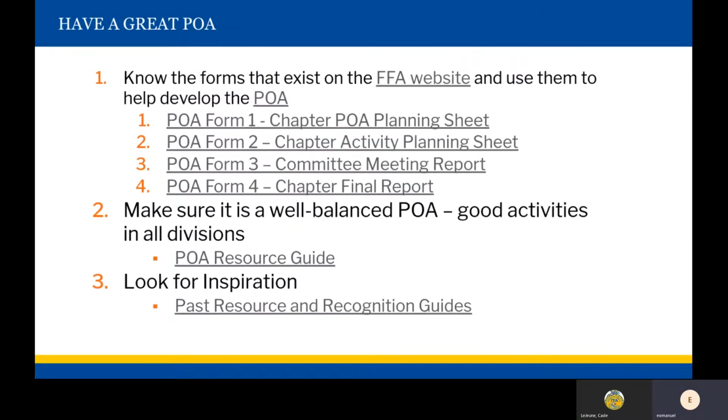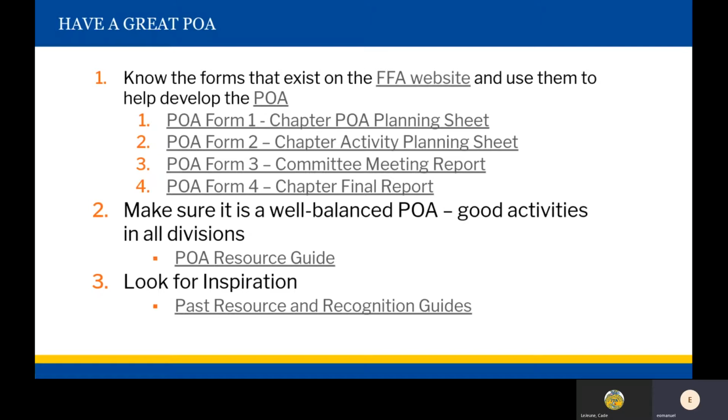So looking a little deeper at those, and we can share out this PowerPoint too so that y'all have the links. But when you go on the FFA website, there are planning sheets for your POA. So there's Form 1, Form 2, Form 3, and Form 4 that give you different guides for how to set up your goals for your activities and kind of your pre-planning pieces. And then the Form 3 kind of gets into when you have your committee meeting, and then a final report of the activity when it's over.